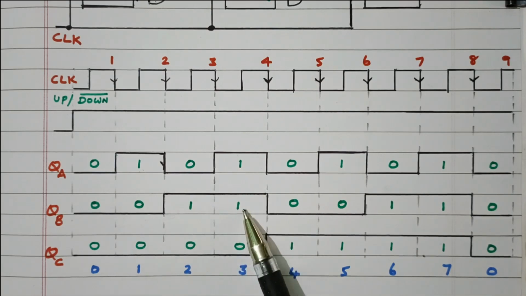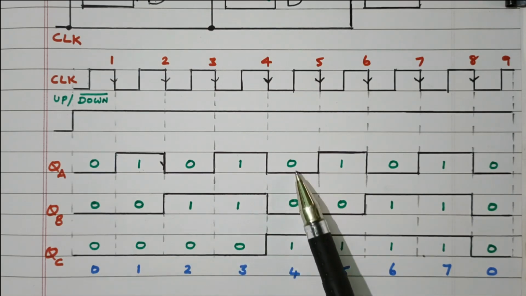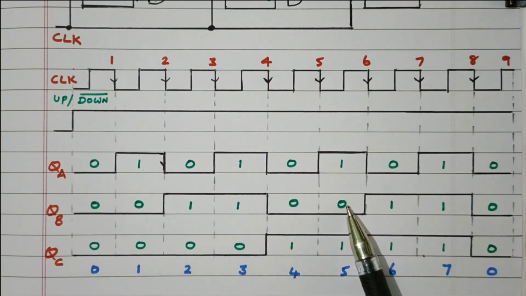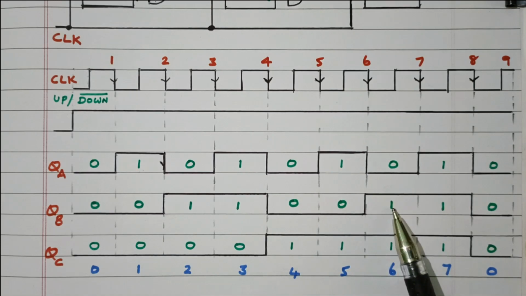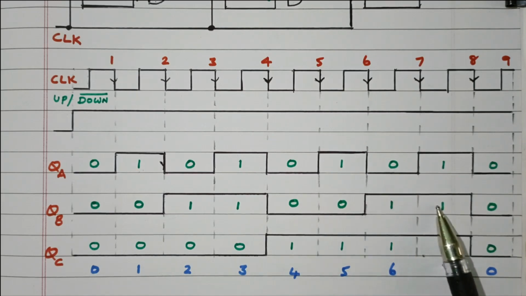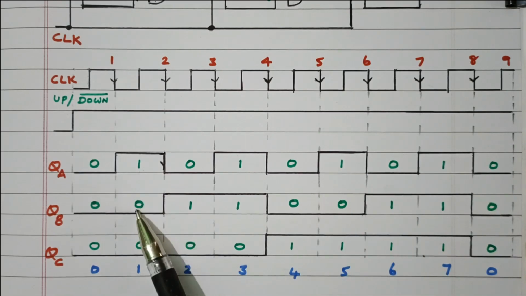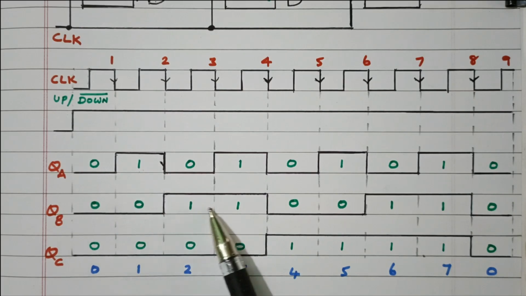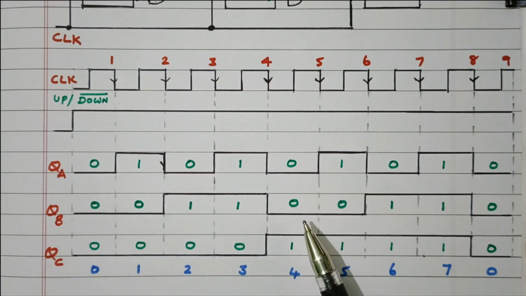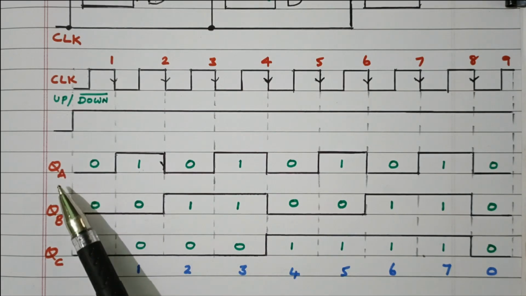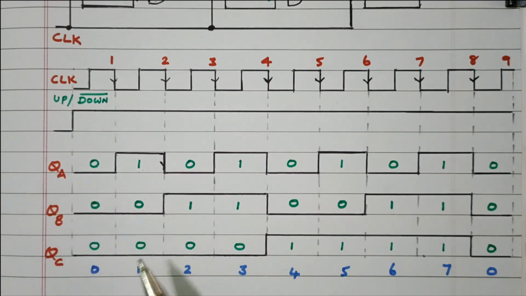Now 1, so toggle from 1 to 0. 0, no change, 0 is maintained as it is. 1, so again it toggles from 0 to 1. 0, no change. Right? So whenever QA is 1, toggle will occur. If QA is 0, the same status will be maintained, right? Because the first flip-flop output QA is connected as an input to the second flip-flop.